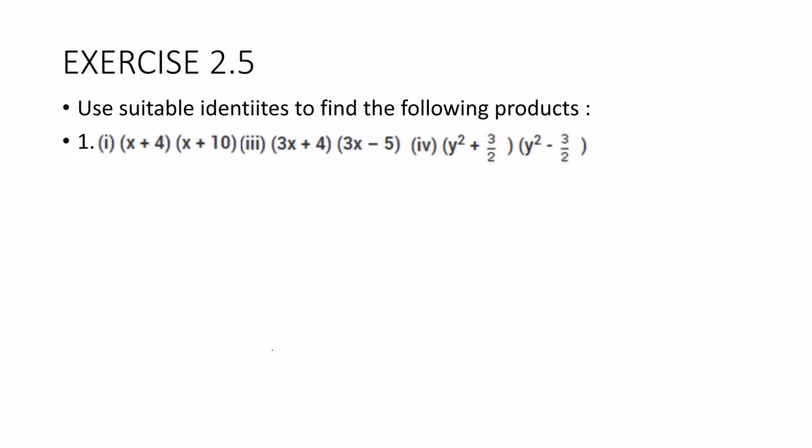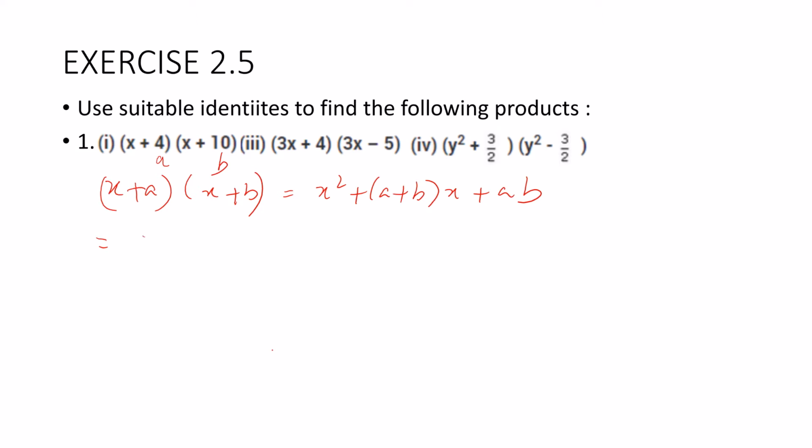So in both the brackets you can see that the first term is the same and the second terms are different. So we have an identity like (x plus a) into (x plus b), and the result is x square plus (a plus b) into x plus ab. So here in place of a you have 4 and in place of b you have 10. So we will apply this identity.